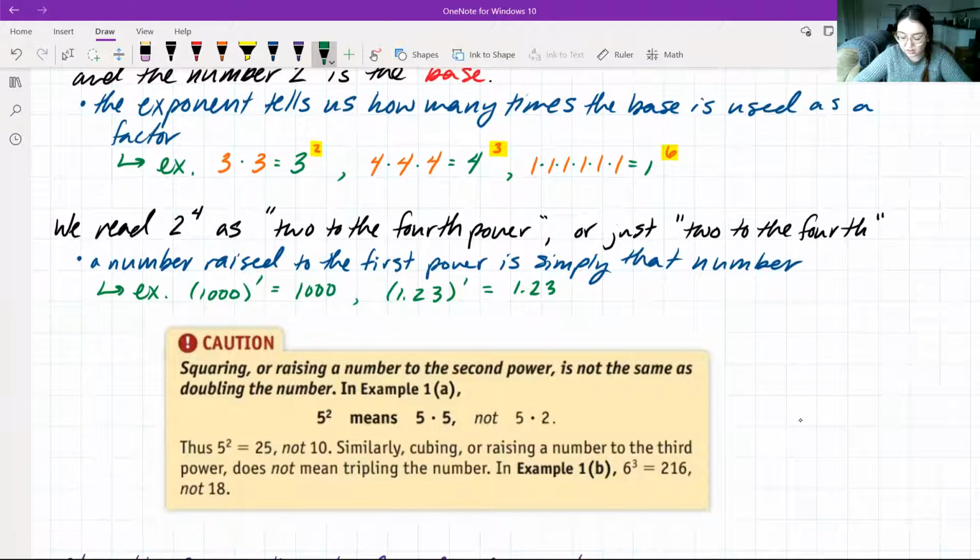Similarly, cubing or raising a number to the third power does not mean tripling the number. In example 1b out of your book, we see that 6 cubed, or 6 to the third power, cubed is just another way of saying to the third power, the same way that squared is the same thing as saying to the second power. That 6 cubed is equal to 216, not 18. So when we see these exponents, it means that we are multiplying whatever our base is that many times, not our base times our exponent. So very important thing to remember when working with exponents.